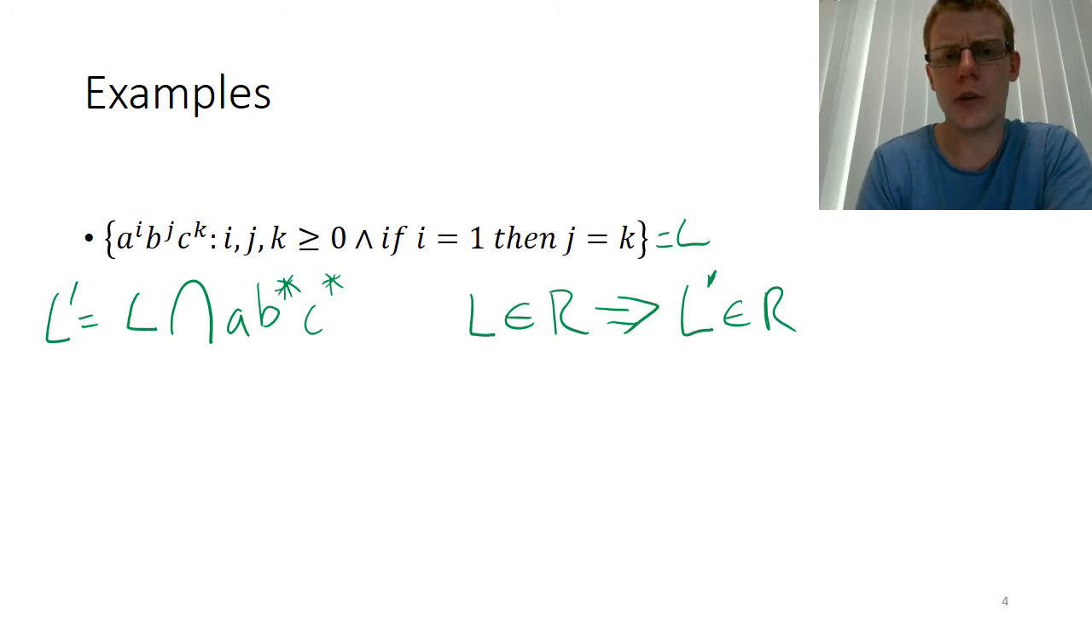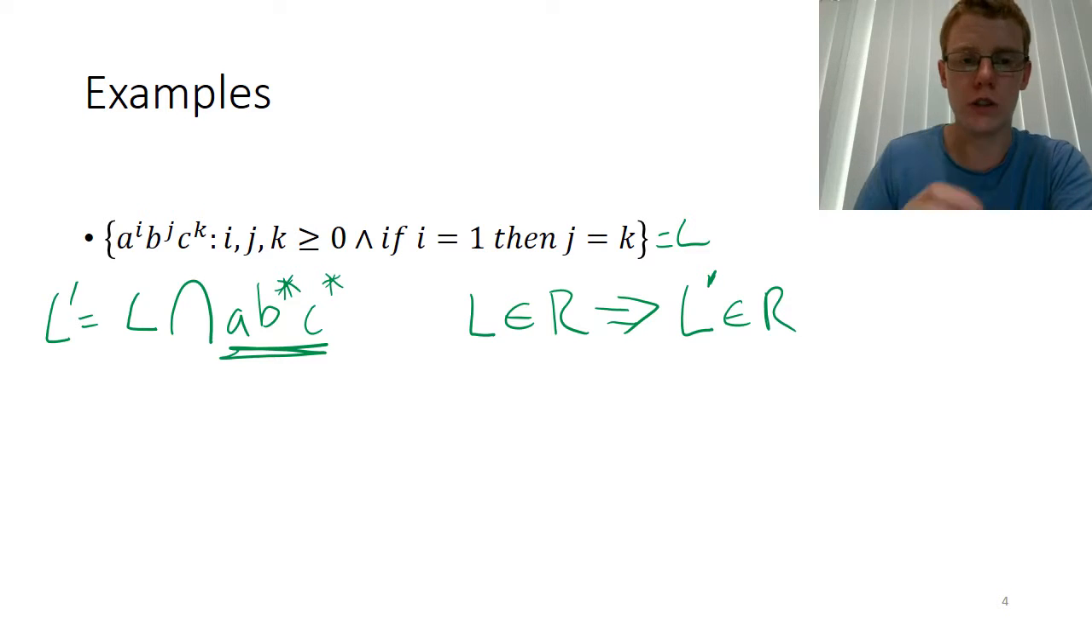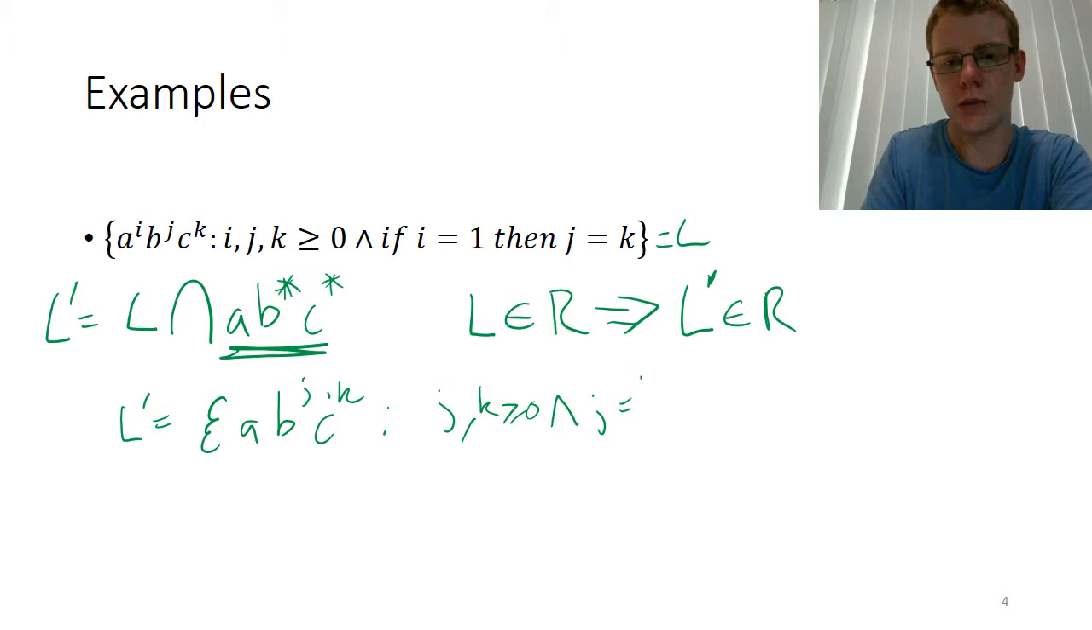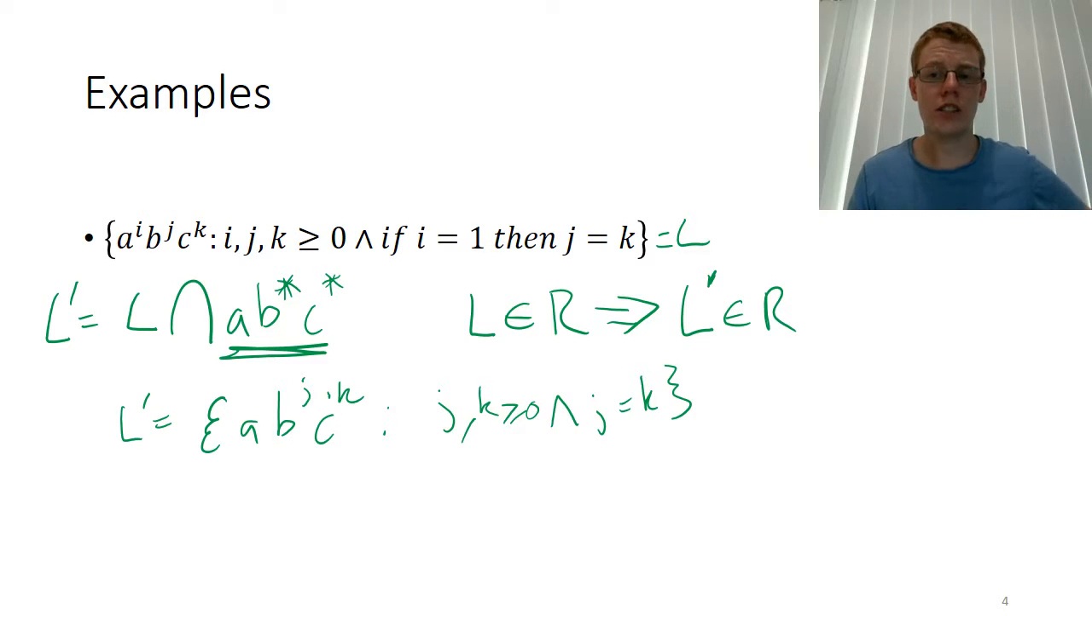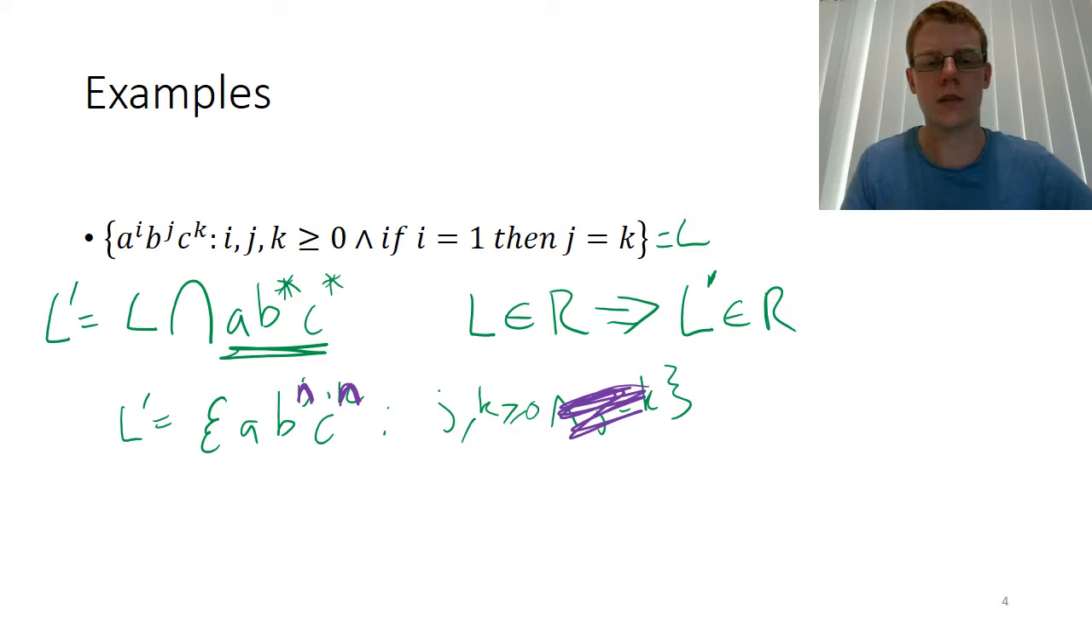So let's look at that language L dash. What is the intersection of our language with all of the strings that fit this regex? Well, that regex has only one A. So the resulting language, L dash, is simply A, B^J, C^K, such that obviously J and K are greater than or equal to 0 still, and J equals K. So we could actually simplify this by simply replacing J and K with the same letter, N, and then we can remove this separate constraint completely.